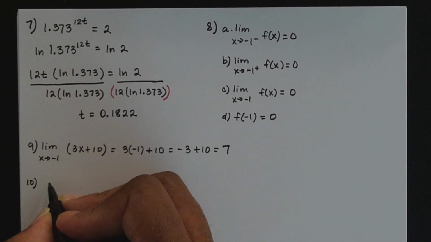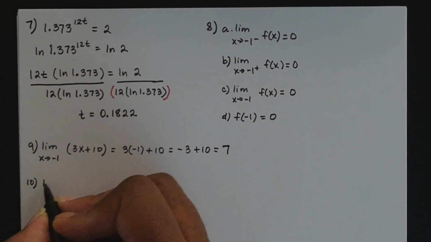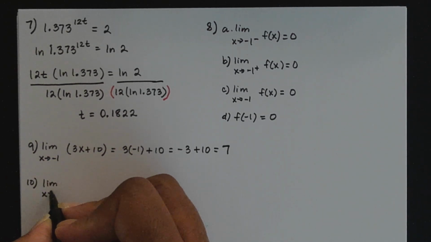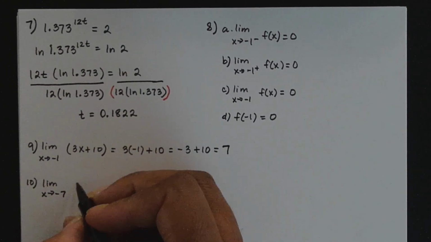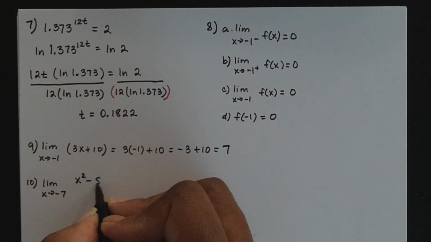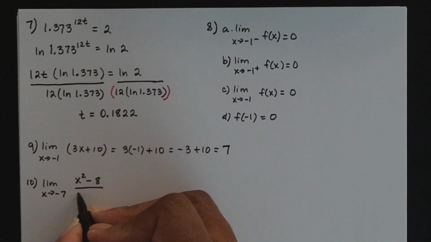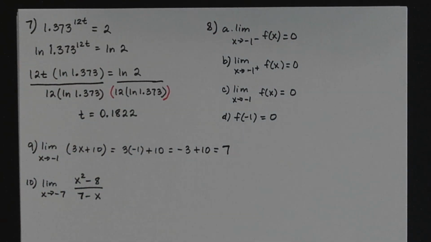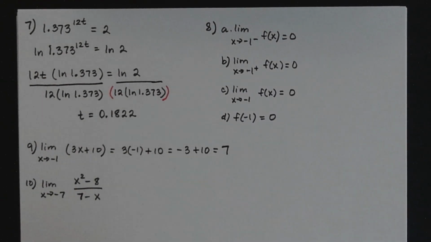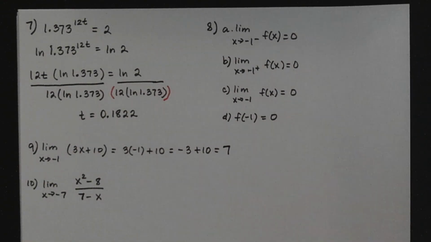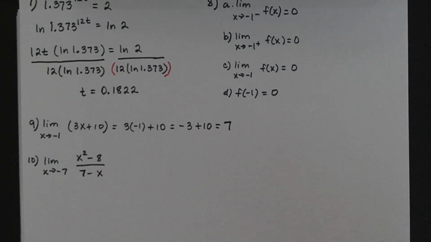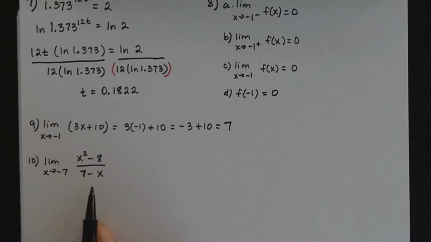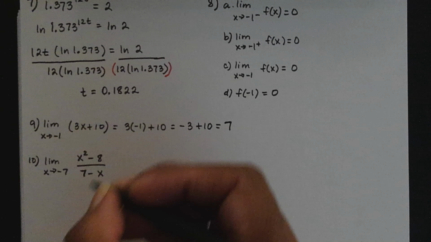Now number 10, the limit as x approaches -7 of x squared minus 8 divided by 7 minus x. All right, in this case here, can we use direct substitution? Yeah, because we're not going to get a 0 in the denominator. As long as we don't get 0 in the denominator, then direct substitution can be used.